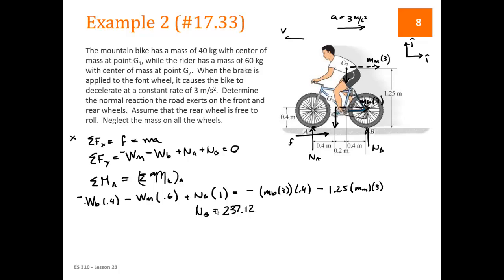237.12. Then take NB, plug it in up here. We know the weight of the man and the weight of the bicycle, so we can find that NA is equal to 743.88.